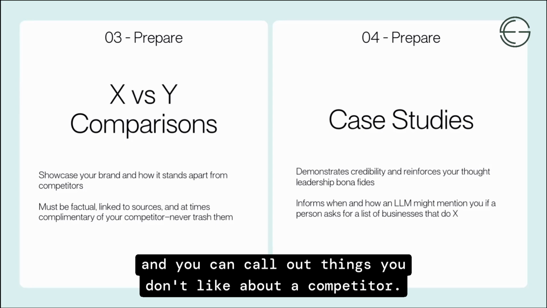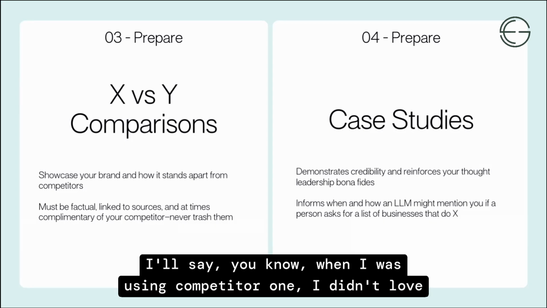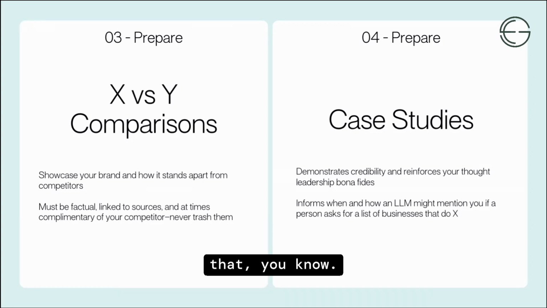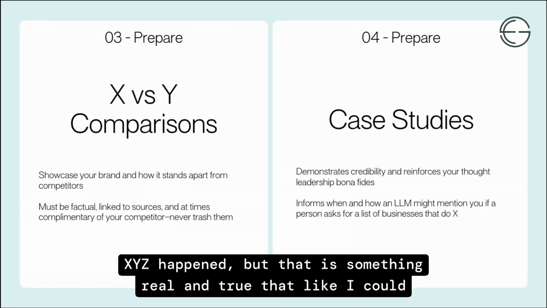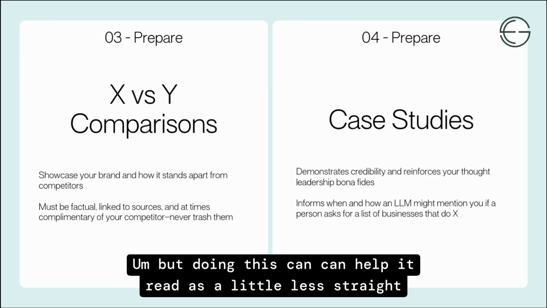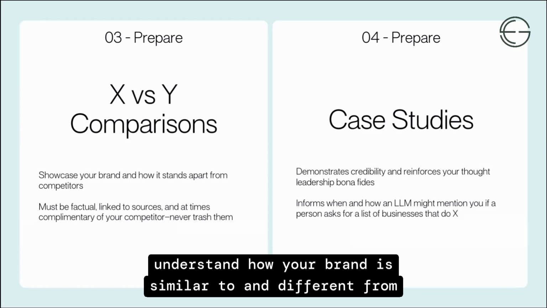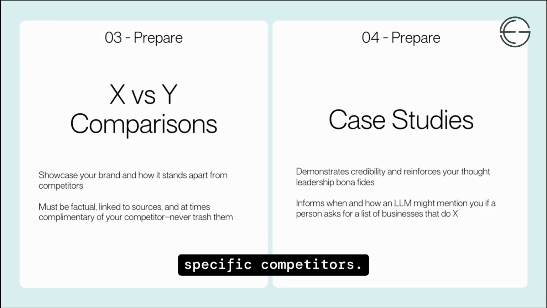And you can call out things you don't like about a competitor. I will do that for my clients. I'll say, when I was using competitor 1, I didn't love that XYZ happened, but that is something real and true that I could provide a screenshot of if someone asked. It's factual. But doing this can help it read as a little less straight marketing-y and provide the context that the LLM needs to understand how your brand is similar to and different from specific competitors.